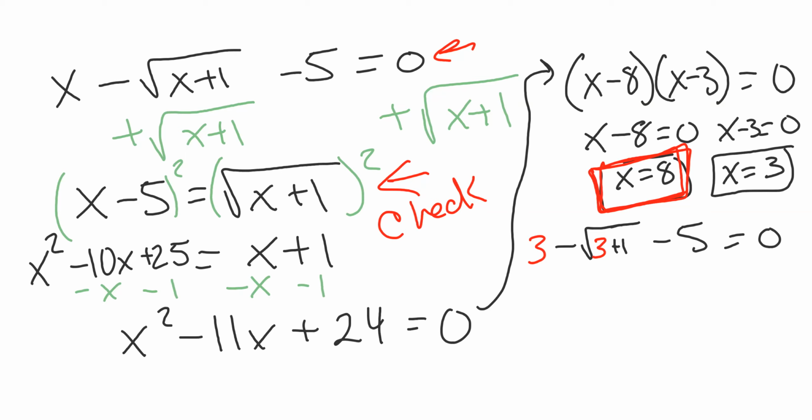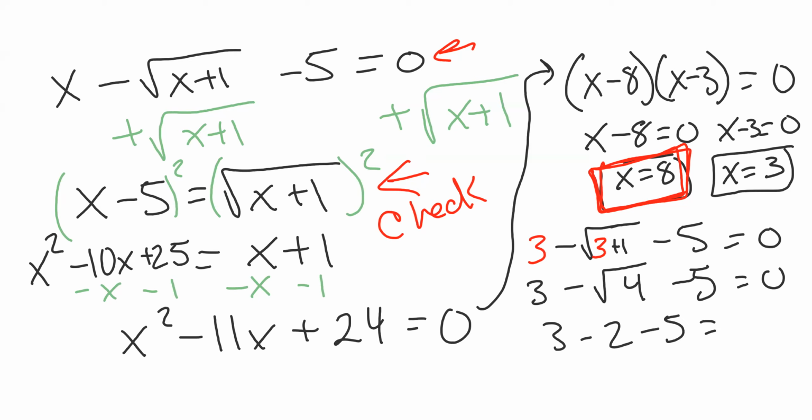So we've got 3 minus the square root of 4 minus 5. Does that equal 0? Well, that's 3 minus 2 minus 5. That actually equals -4. So no, -4 does not equal 0. So that is not a solution.